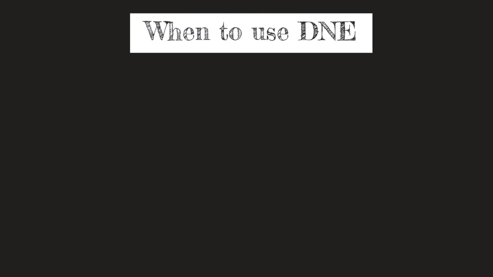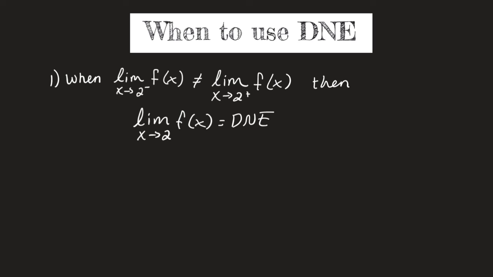Okay, there are a few times when we use DNE, or does not exist, for limits. Let's talk about what those are. The first time we use DNE is when the left limit does not equal the right limit. Then we say the double limit does not exist. So again, when the left does not equal the right, then the double does not exist. We just saw an example of this.